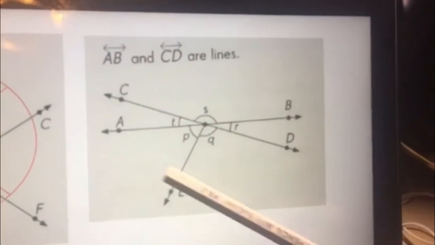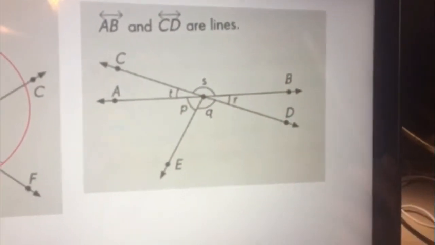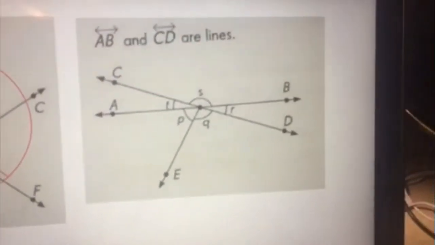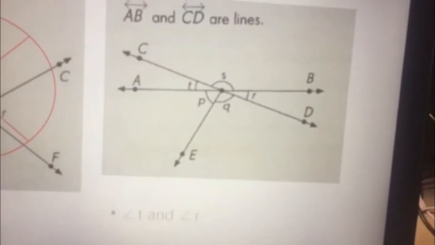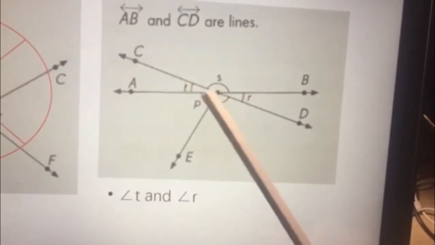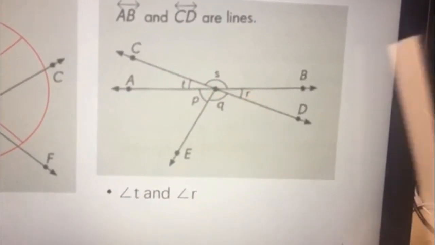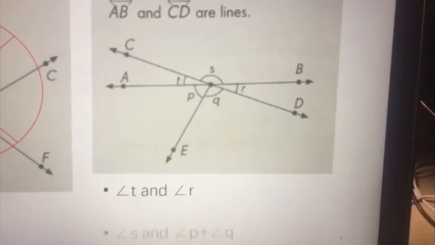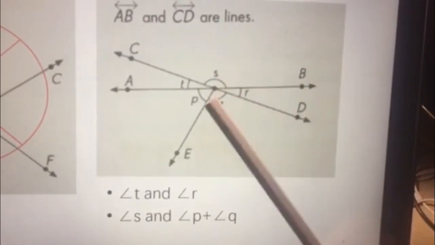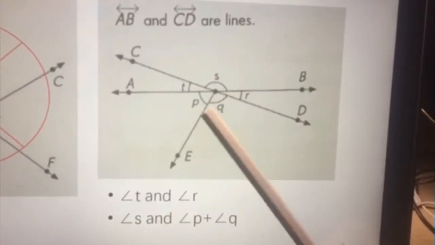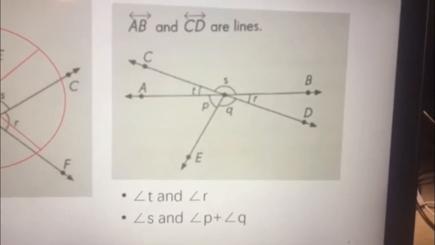In this figure, A, B, C, D are lines. Can you find some vertical angles? Yes. First of all, we know that angle T and angle R are vertical angles, and then angle S and the sum of angle P and Q are vertical angles.